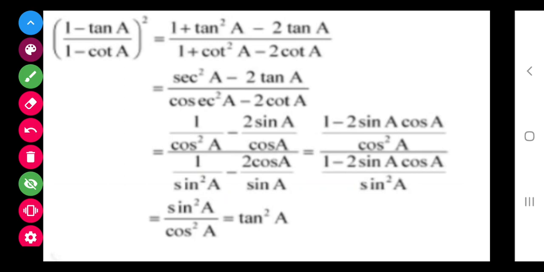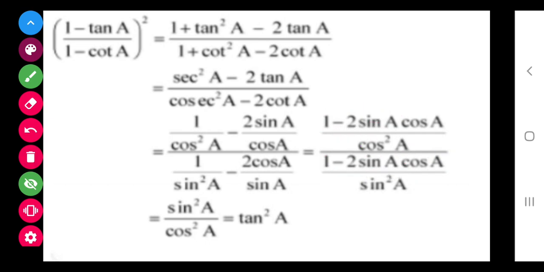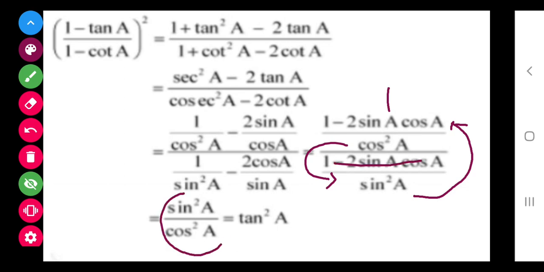On taking the LCM, this and this will get cancelled. So what is left? Sine square A. It will come in place of this one and cos will come here in place of this. So finally sine square A upon cos square A once again, and final answer is tan square A.